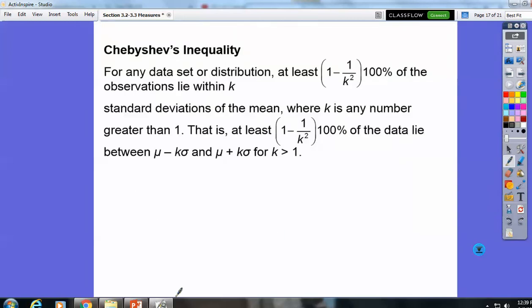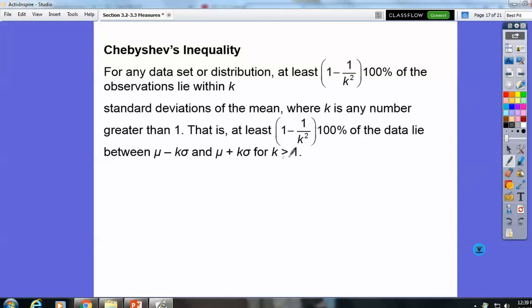So the next piece I want to talk about is Chebyshev's inequality. This one is not on your formula sheet, so if you want to write it down, you may do so. I would put it in chapter 3 and just squeeze it under your empirical rule if you want to write it in. The empirical rule only works if you have bell-shaped data. Chebyshev's works for any data, so even if it is not bell-shaped, this will work.